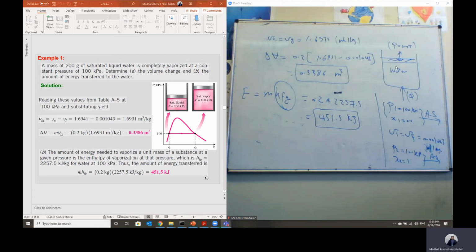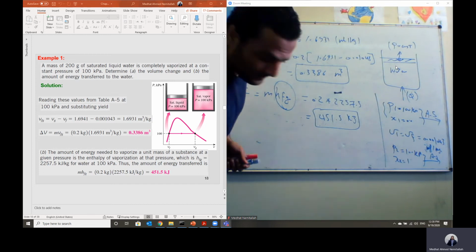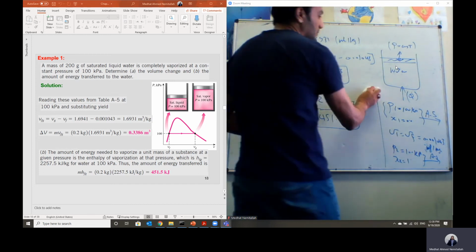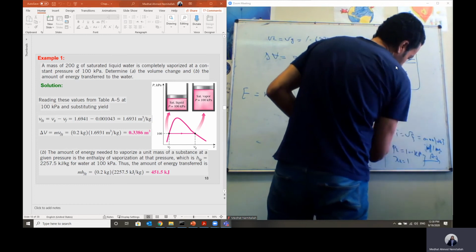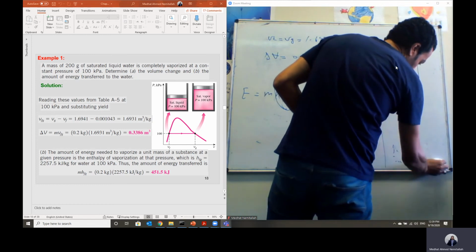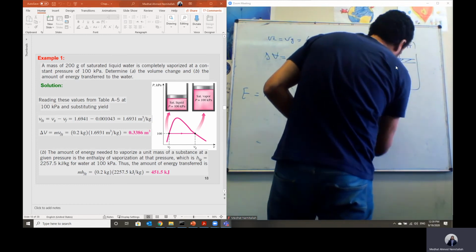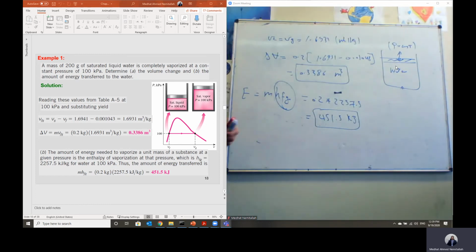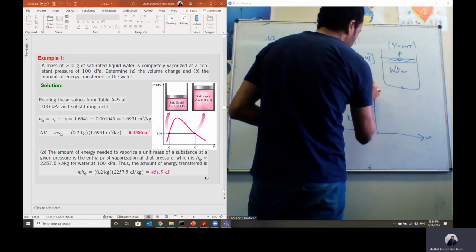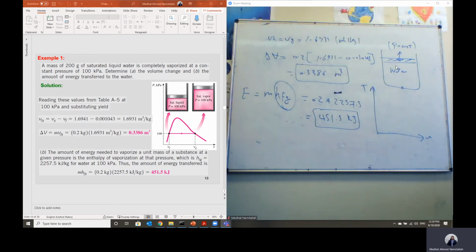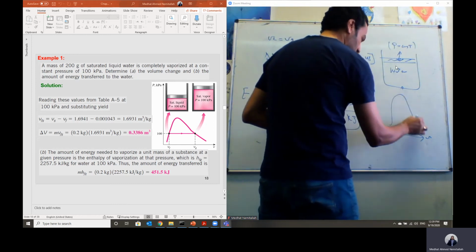In any problem, you will be asked to represent the process on both the P-v diagram and the T-v diagram, with respect to the saturation curve. So you have to be able to represent this process. Let's look first at the T-v diagram, how we can represent this process of phase change of water on the T-v diagram with respect to the saturation curve.